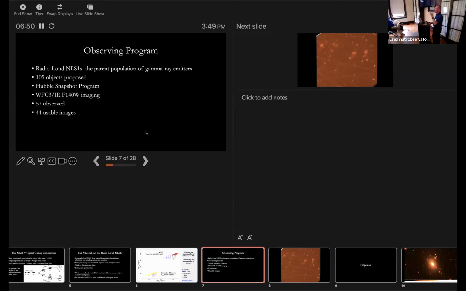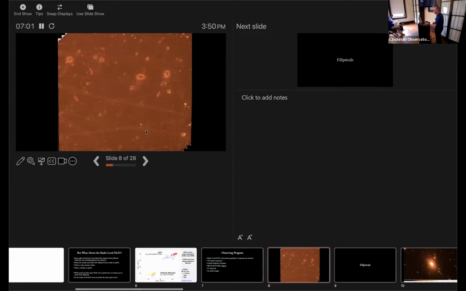And they tell you, you might get about a third of your observing list in the snapshot program. We actually got 57, which feels pretty good. 44 were good results. And so let's take a look and see what we got.